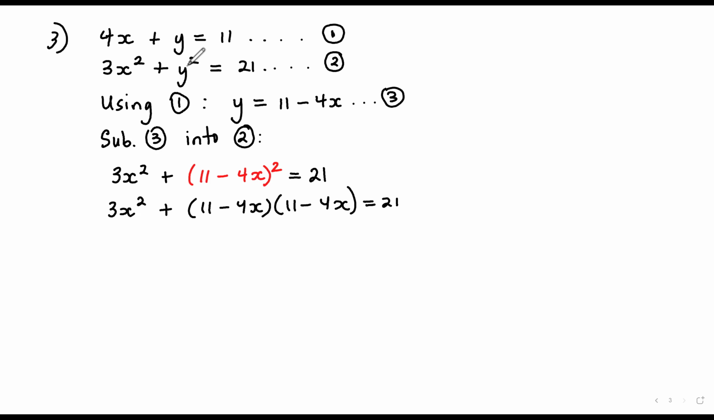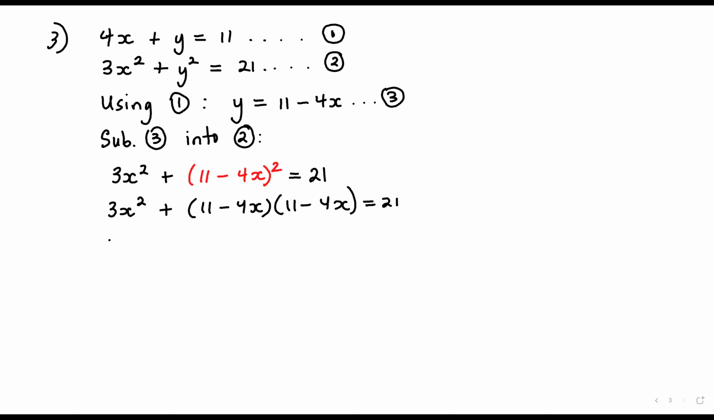It's y squared, which means whatever y is, you have to multiply it by itself. So if y is equal to 11 minus 4x, and all of that is to be squared, it means you're going to multiply 11 minus 4x by 11 minus 4x. Right? So let's expand that and see what we get.